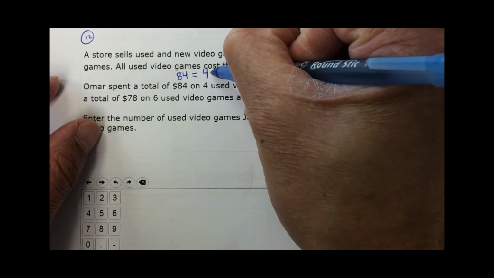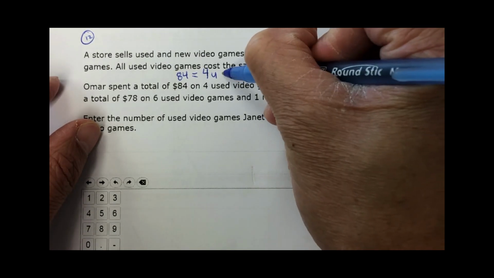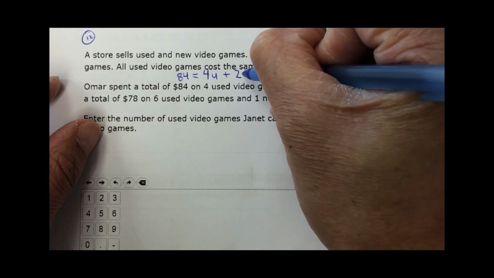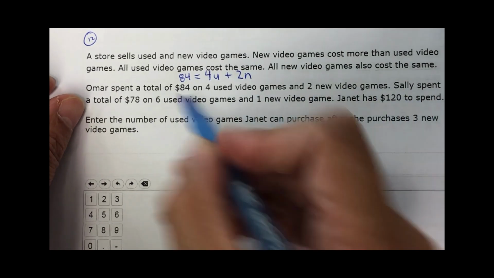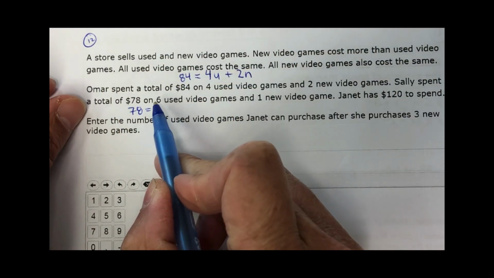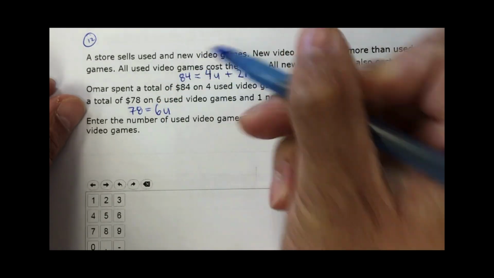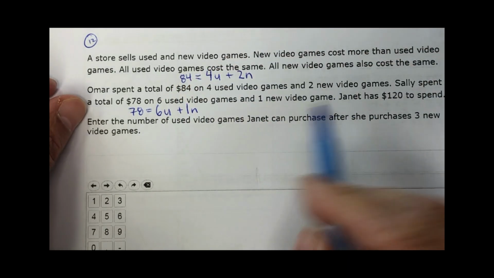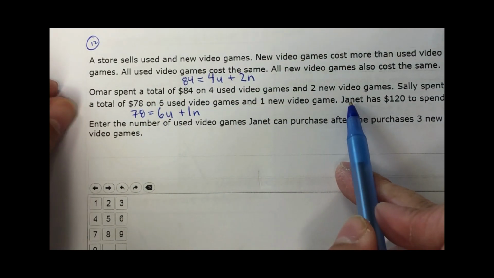So I'm going to write 4, and then my variable U, what do you think that stands for? That is used video games. And 2 new video games. So plus 2, and then that's N. Sally spent $78 equals 6 used video games, 6U plus 1N. So this is Omar's, this is Sally's, and Janet.